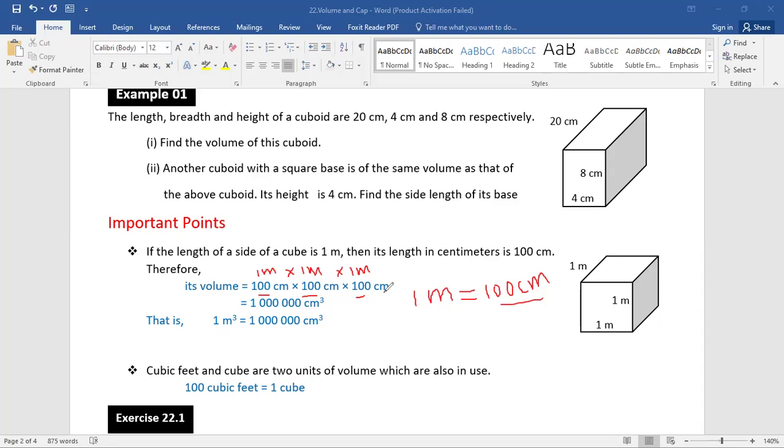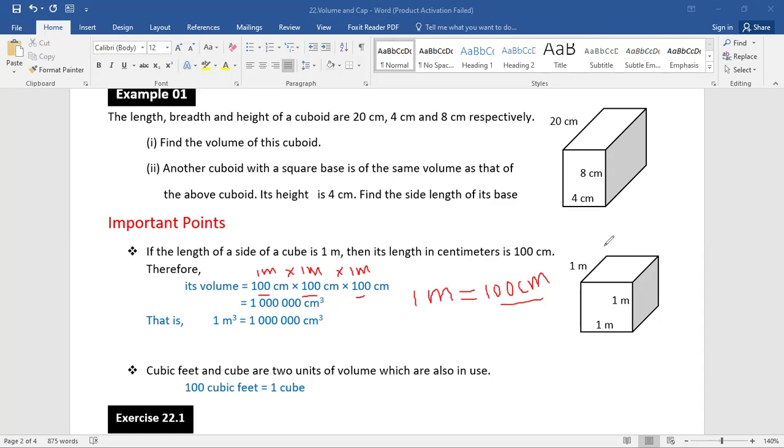Correct? So altogether, how many zeros should be there? Most important thing. This 100 has 2 zeros, and this 100 again 2 zeros, and this 100 again 2 zeros. Altogether 2 plus 2 plus 2, 6 zeros should be there. So this is 1,000,000 cubic centimeters.